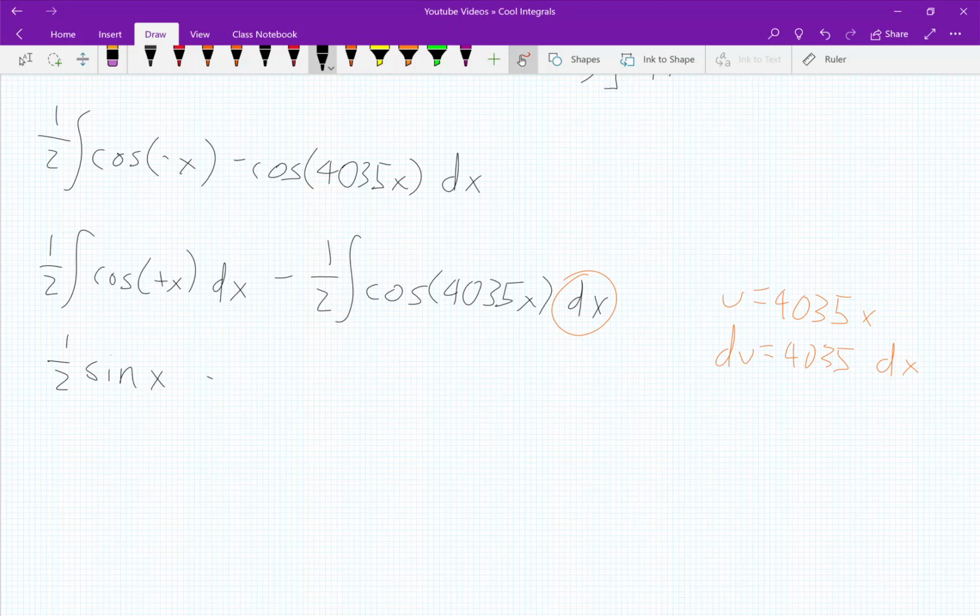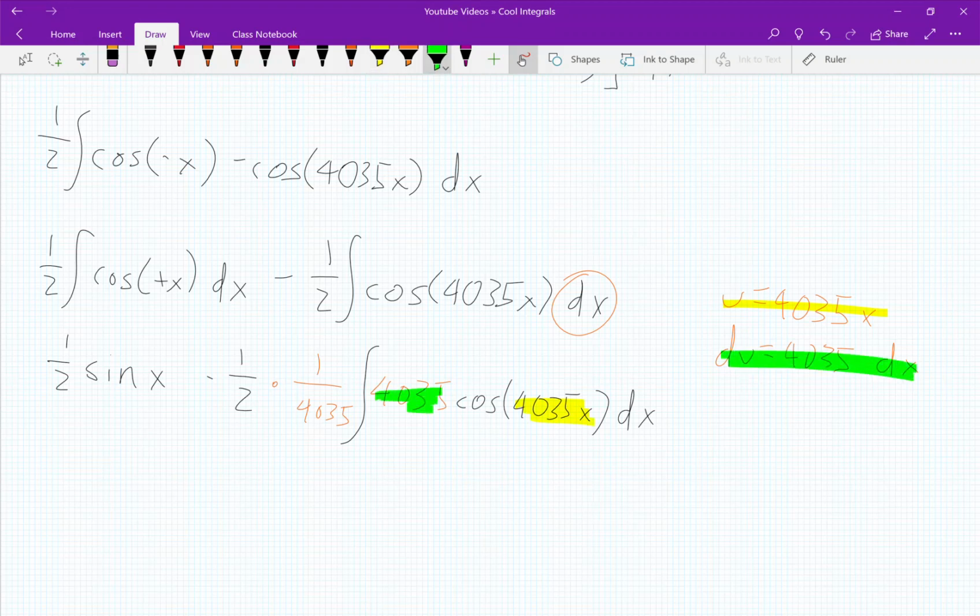So we have 1 over 2. And let's just multiply this by 1 over 4035. And we can just resolve things inside by multiplying by 4035 times the cosine of 4035x dx. Now we have u and du. U can be found here, and du can be found here.